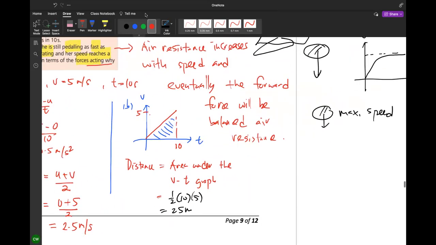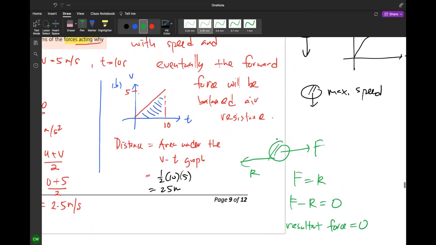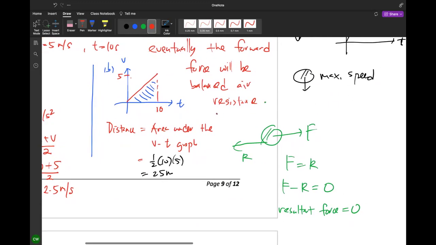Okay, it means when someone is moving forward, it will be balanced by backward. The meaning of balance means these two values become equal. When these two values are equal, when you minus forward minus backward, it becomes zero. So in this case, we say that the resultant force is zero. Okay, so you can explain the resultant force.